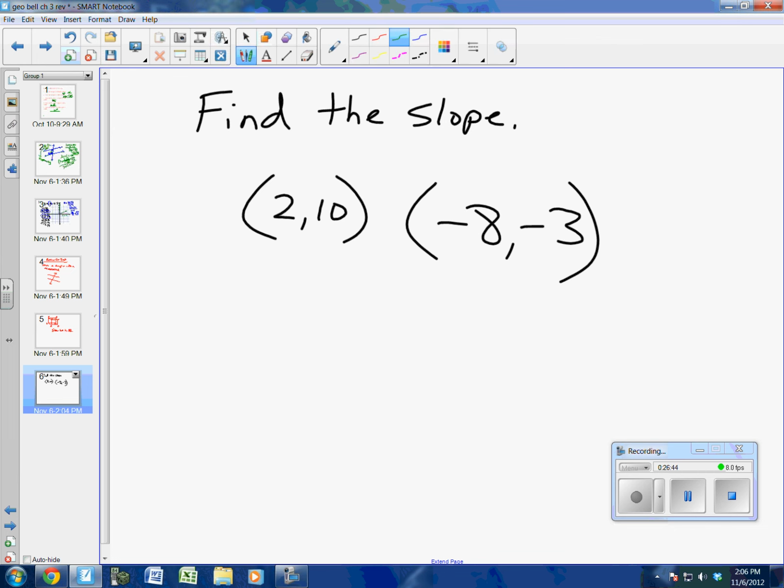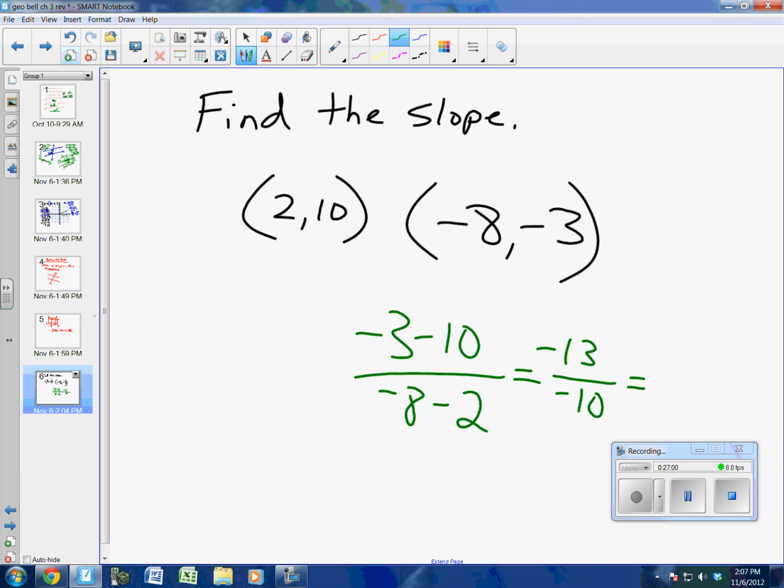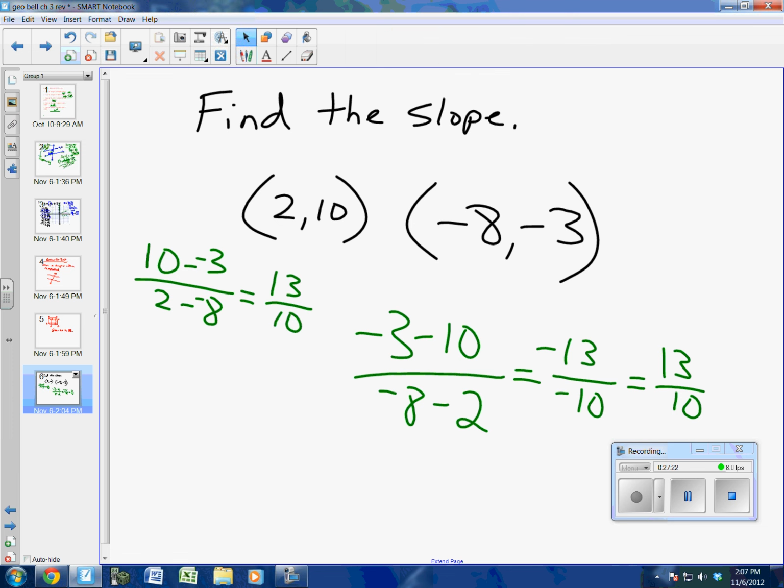Hey, look, you guys. Negative 3 minus 10 over negative 8 minus 2. Negative 3 subtract 10 is negative 13. Negative 8 minus 2 is negative 10. A negative divided by negative is a positive, so it's a positive 13 tenths. I could have also gone 10 minus a negative 3 over 2 minus a negative 8, and remember, minusing a negative is adding, so that would have been 13 over 10. Any questions there?